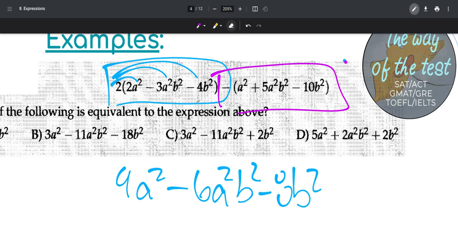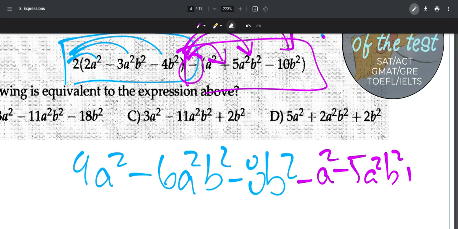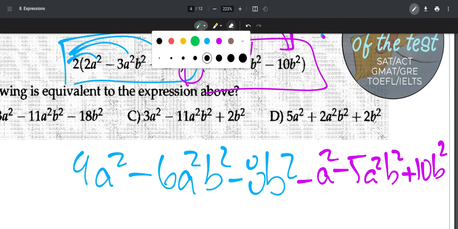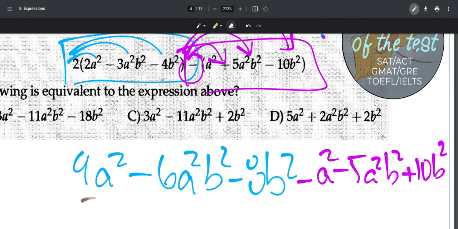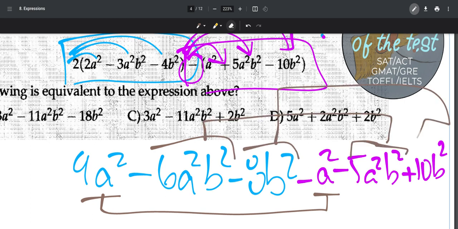And then I'm going to operate on the second one. I mean, you're going to tell me, yes, but the second one doesn't have something that multiplies. Well, no, but it has this negative sign. So this negative sign is going to affect every term inside. So I have minus a squared, minus 5a squared b squared, and then minus that minus, plus 10b squared. What am I going to do now? I'm going to group similar terms together. So a squared with a squared, a squared b squared with a squared b squared, and finally b squared with b squared.